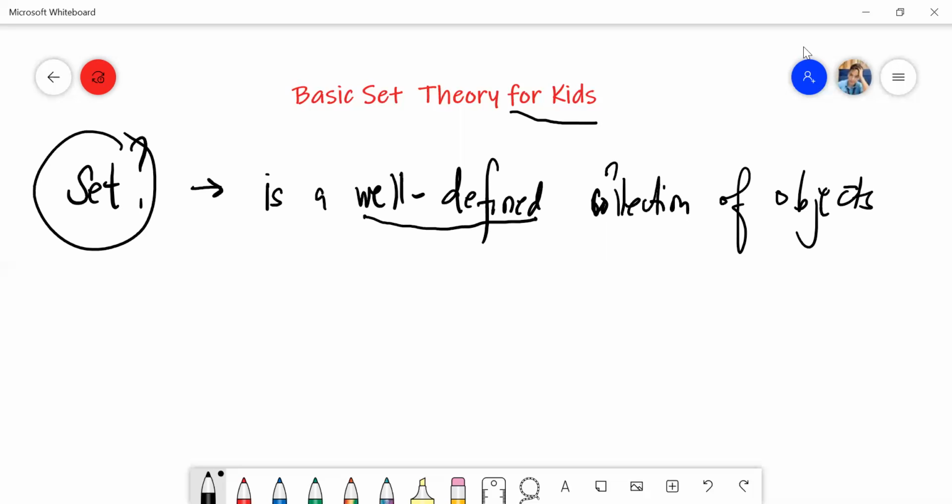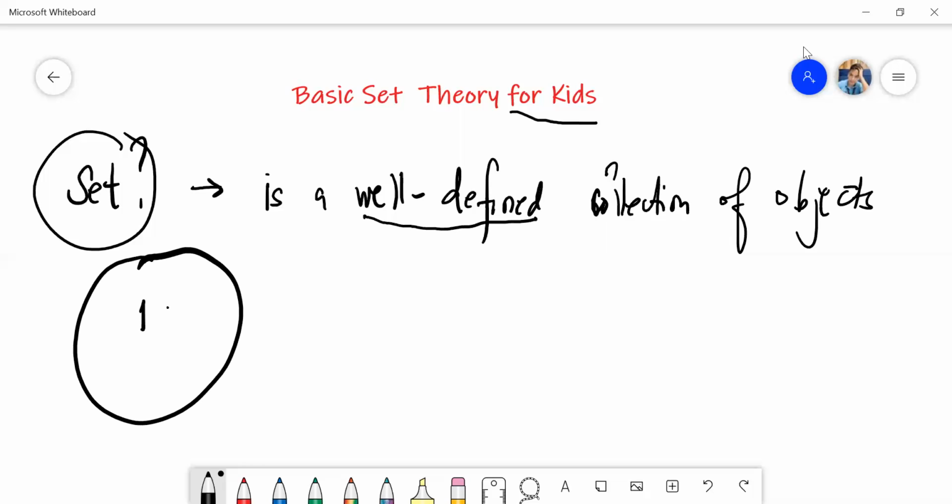if we are going to identify if a certain collection is a set, then we have to make sure that we will be able to identify what is in it. Okay, let's consider, for example, a collection of numbers 1, 2, 3, 4, and 5. So this is a set because we can identify that the things inside this are 1, 2, 3, 4, 5.